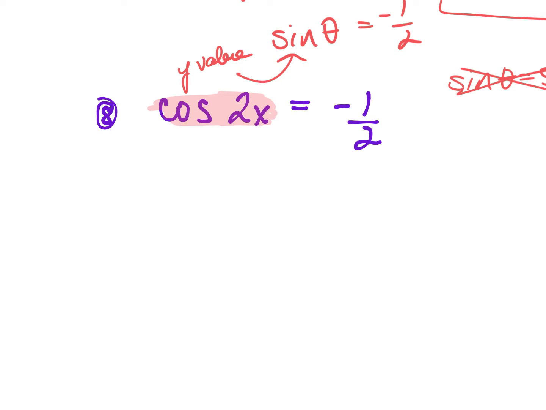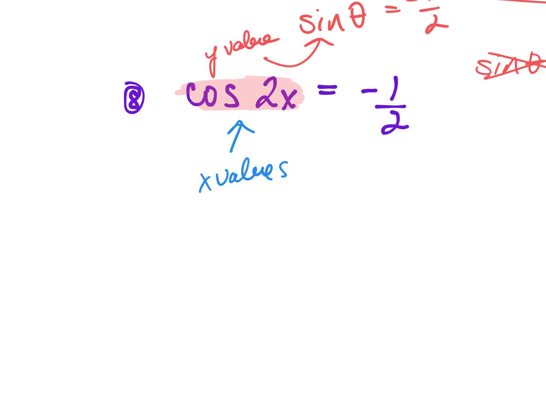So what I'm going to do here is I'm going to say, okay, cosine. What's cosine again? X values, okay? So let's look in the unit circle, find all the x values that are negative 1/2. What are they? 4 pi over 3? Yeah. Okay. And? 2 pi over 3?